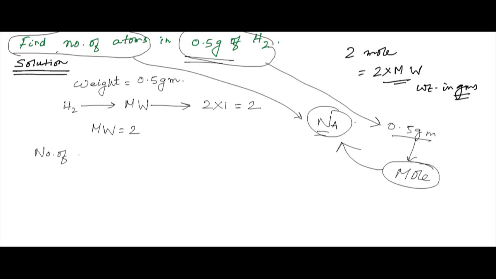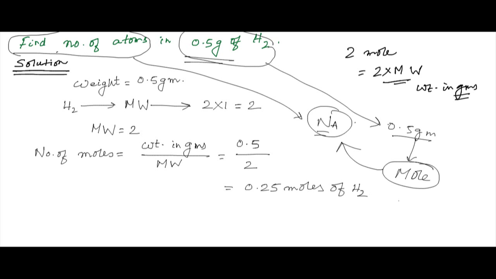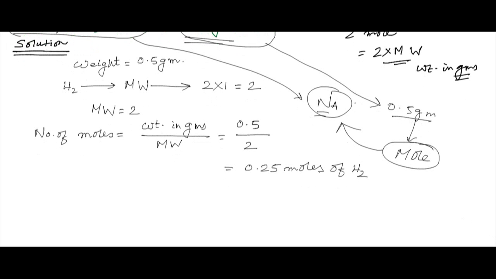So how to find out the number of moles in these cases? Number of moles is equal to weight in grams by molecular weight. So what is the weight in grams? 0.5, and molecular weight is 2. So it will be 0.25 moles of H2.